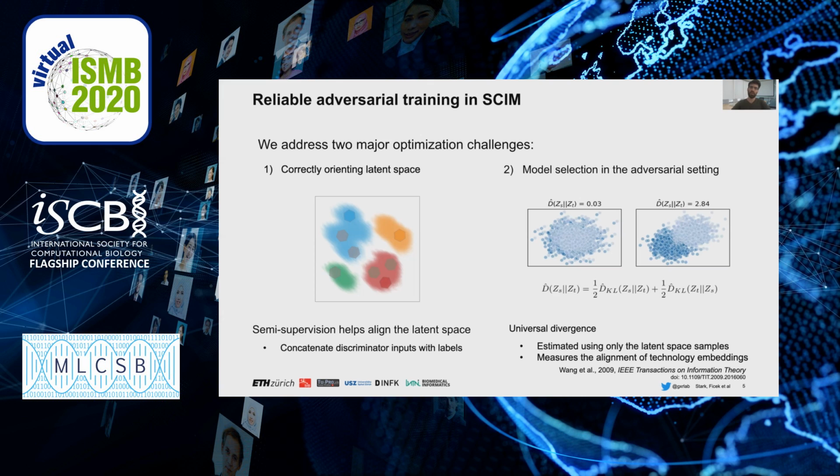In SCIM, we use a universal divergence estimator to assess the alignment of embeddings between a pair of technologies. This estimates the symmetric KL divergence between two distributions using only samples from those distributions. It provides the user with a measure of how well SCIM aligns the latent space between a pair of technologies using only a set of their embeddings. This can be used in conjunction with the reconstruction error to help model selection by identifying successful runs at scale.